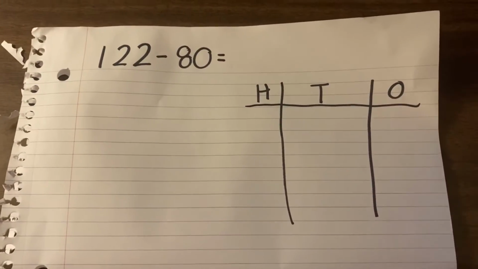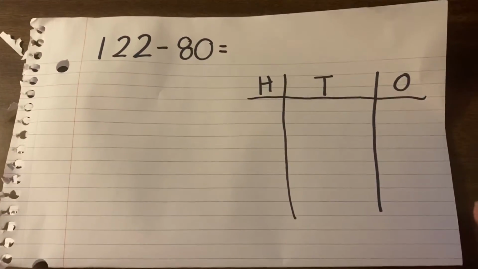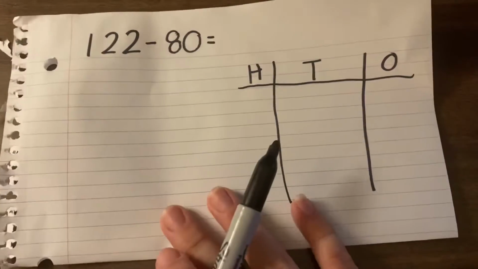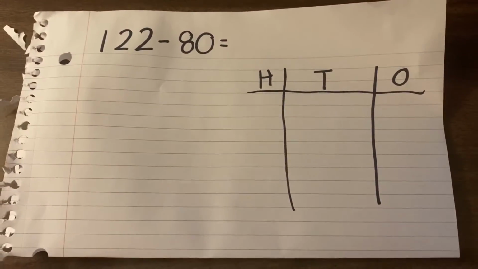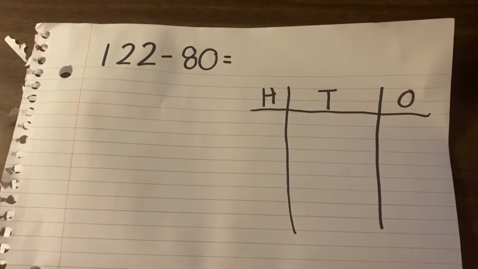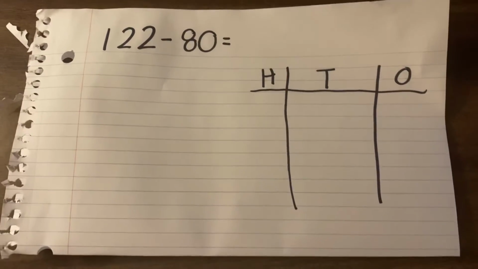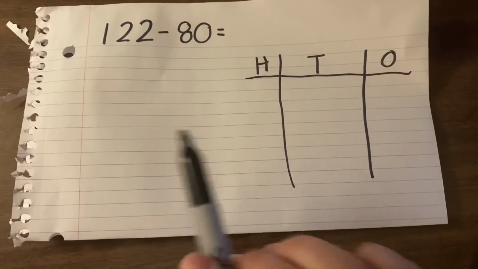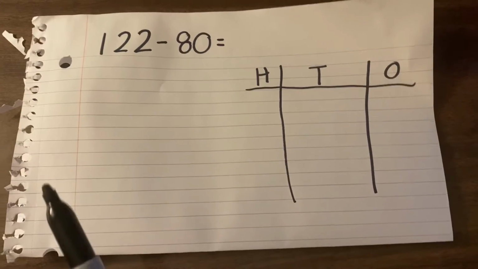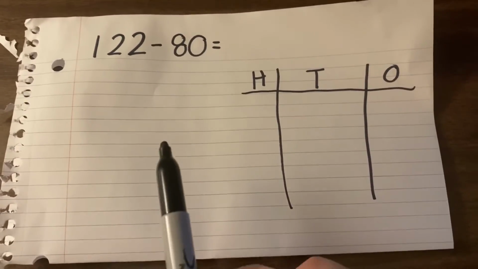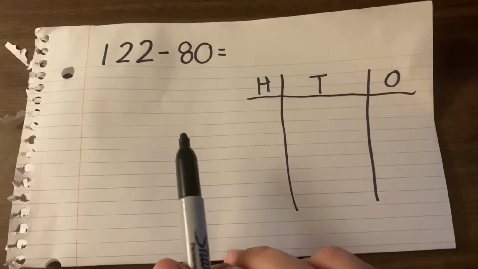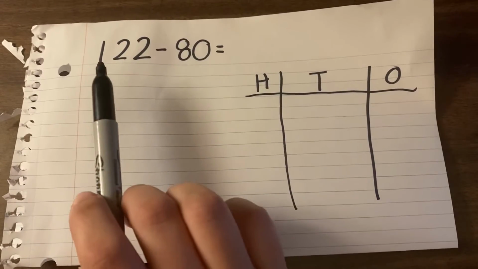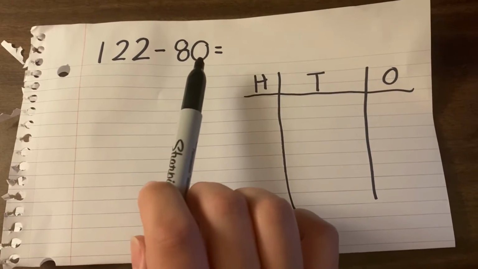All right, we are going to solve 3 subtraction problems together. I'm going to solve this first one, and then the next 2, I'd like for you guys to get your whiteboards and we're going to solve it together. So our first subtraction problem, we're going to be focused on unbundling so that we can solve these subtraction problems. So our first problem is 122 minus 80.